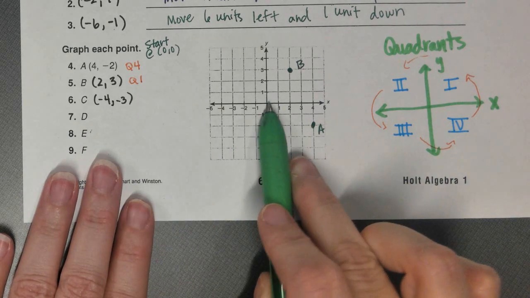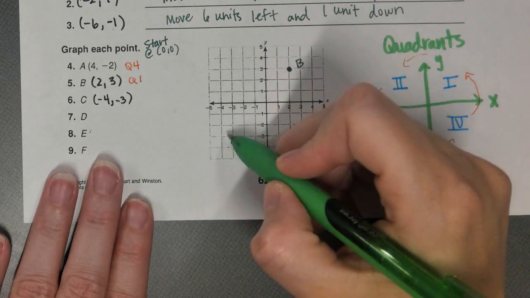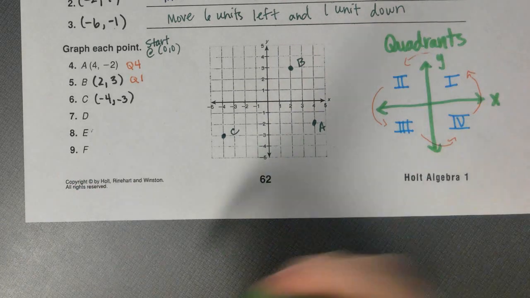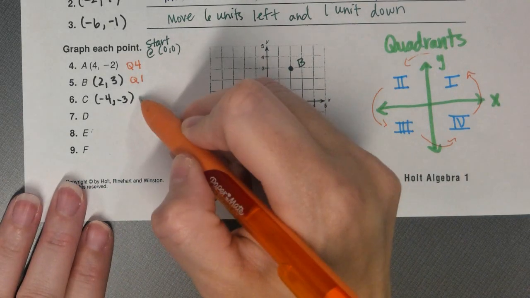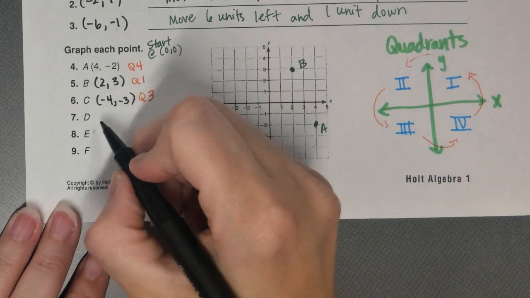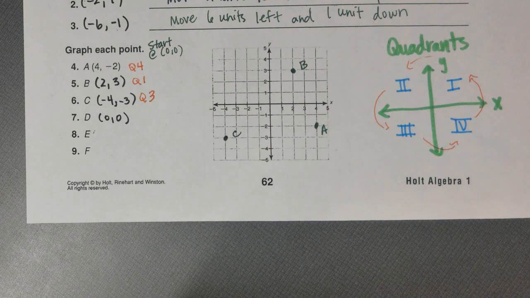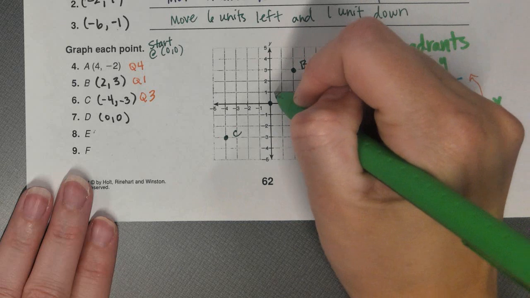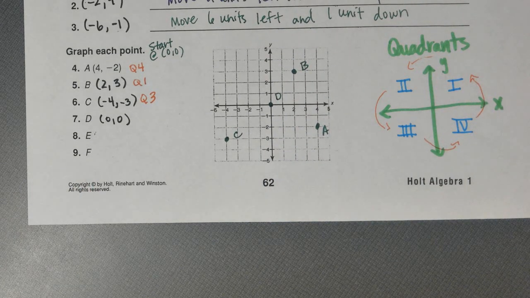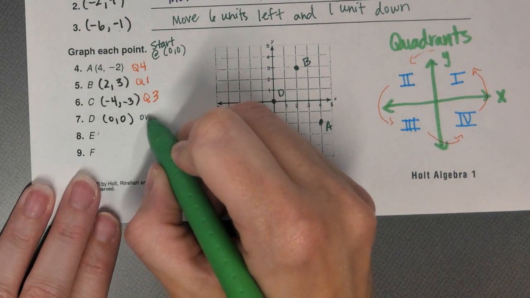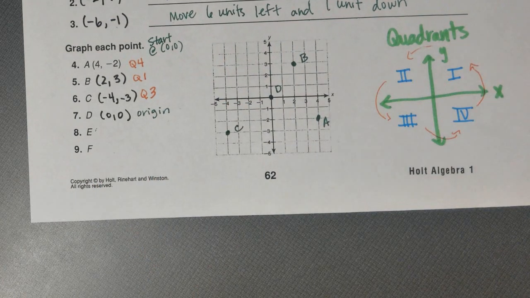Okay, so C is -4, -3. So you go on the X and then you go on the Y. All right, and that would be what quadrant? 3. Okay, now, the point D is 0, 0. This is a special point. Do you guys know what it's called? It starts with an O. Yeah, the origin, okay? So you wouldn't say the quadrant name, you would just say that this is the origin.